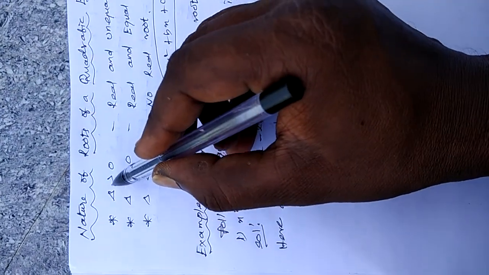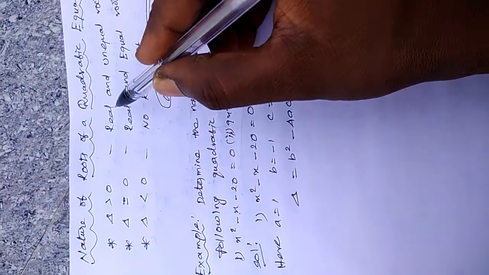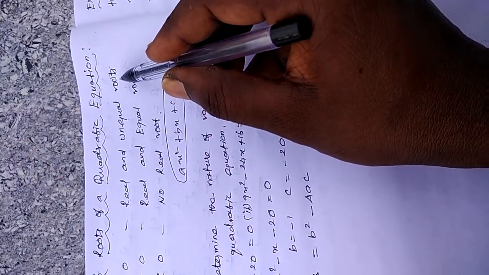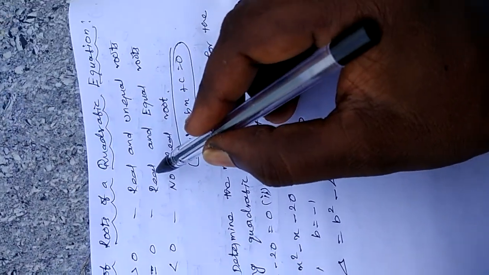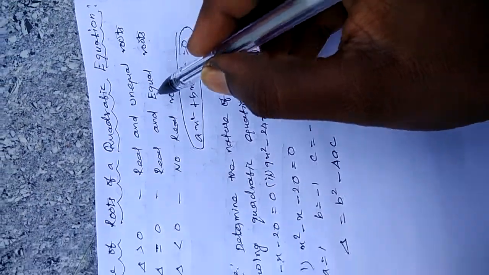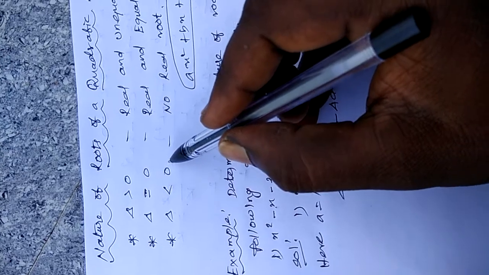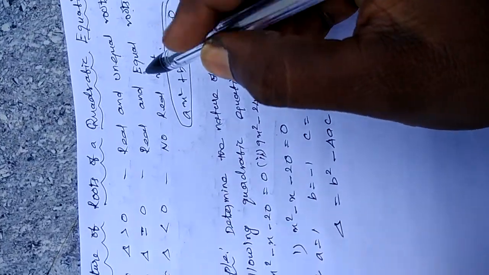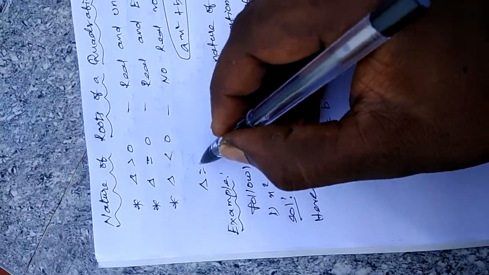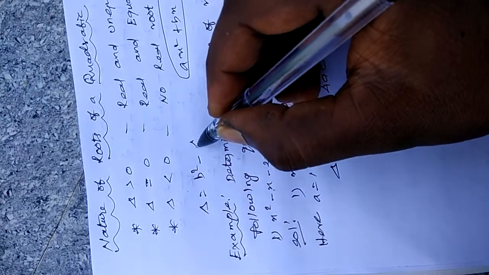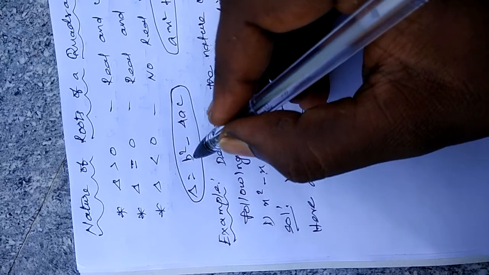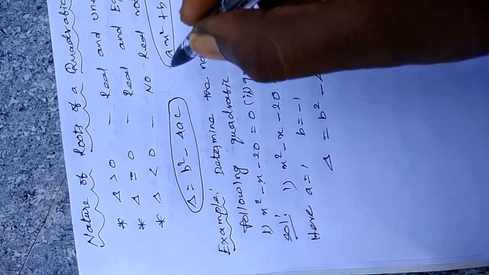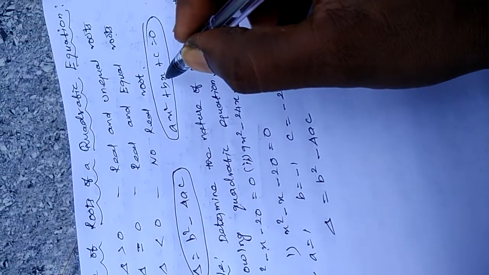First one, delta greater than 0: the roots are real and unequal. Second one, delta equal to 0: the roots are real and equal. Third one, delta less than 0: no real roots. So what is delta? Delta is equal to b squared minus 4ac, from the quadratic equation.